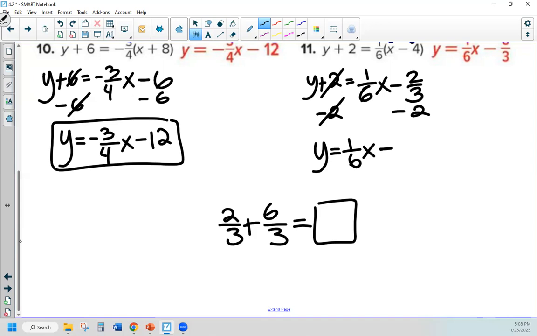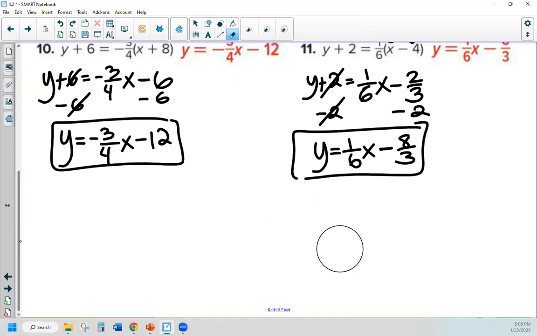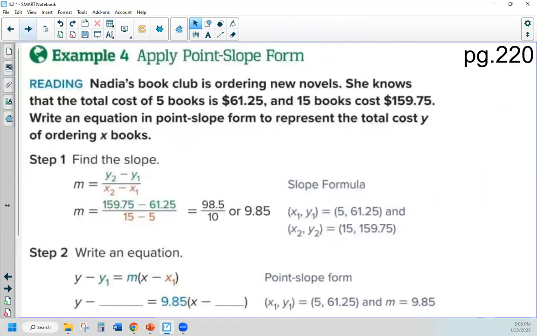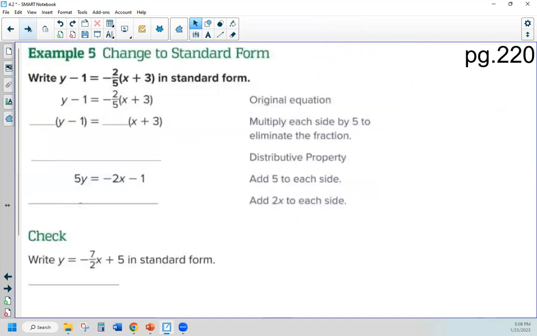All right, here's what makes it easy. Since we have the same denominator, we keep it, and now we have 2 plus 6 is 8. So 8/3. There we go. And I did that one for free. All right, so we are skipping this for now. We will do it live.